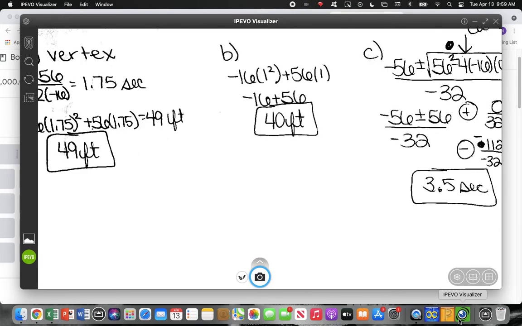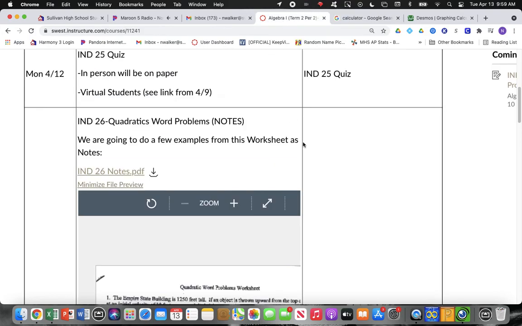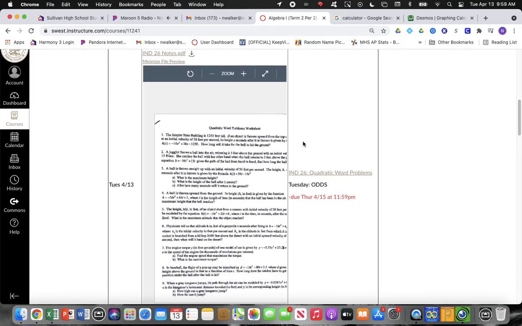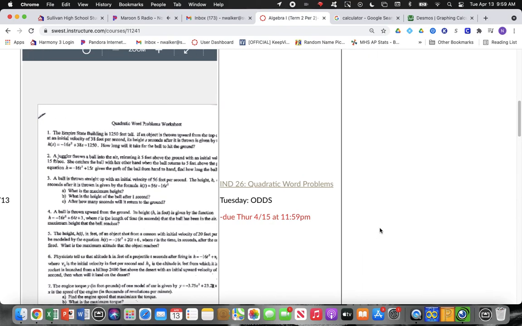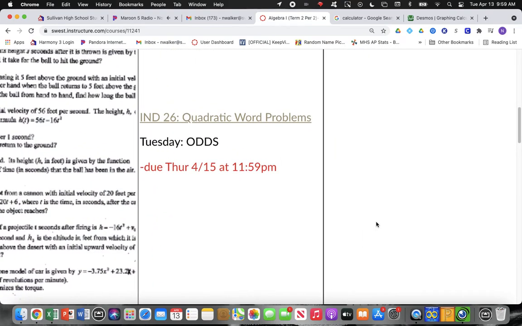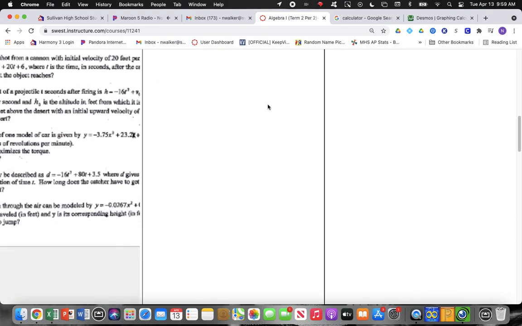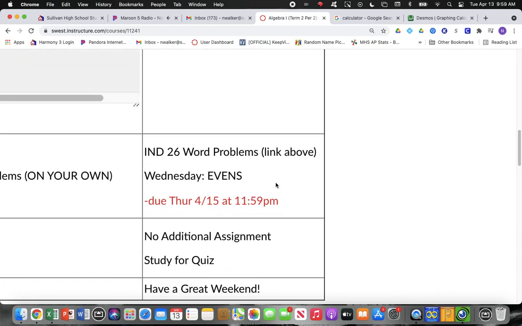So you guys have an assignment for the next 2 days. For the worksheet, on Tuesday, which is today, we're doing the odds. Tomorrow, you're doing the evens. So instead of giving you guys 2 separate assignments, I'm just giving it to you in one document, and you do everything for 2 days. If you guys need me, I have meetings in the morning, but I should be good to go after 9 tomorrow.